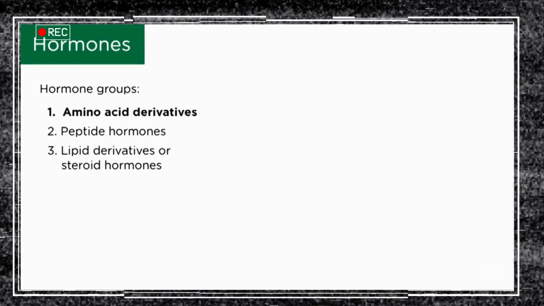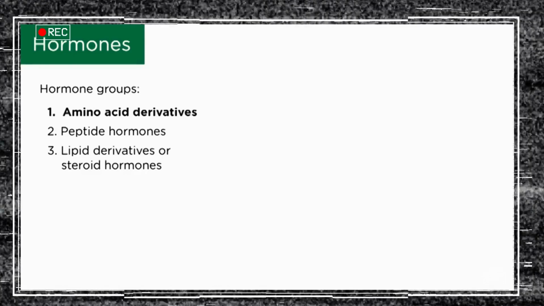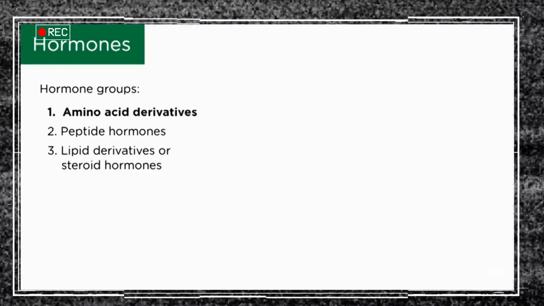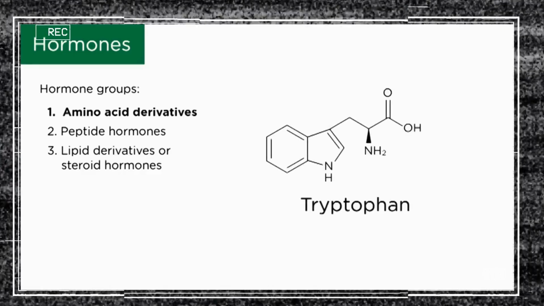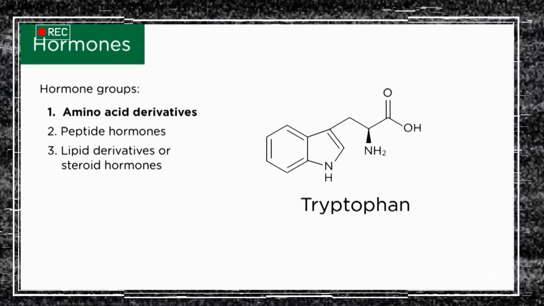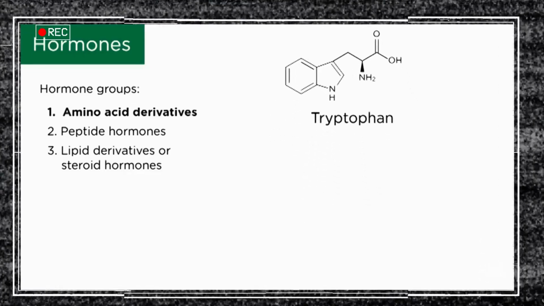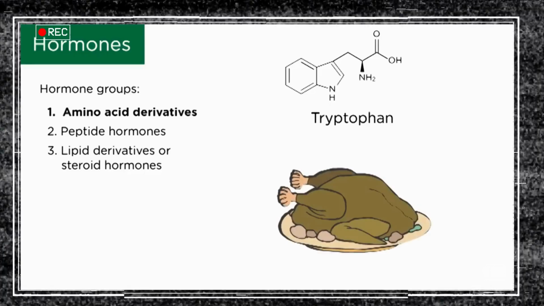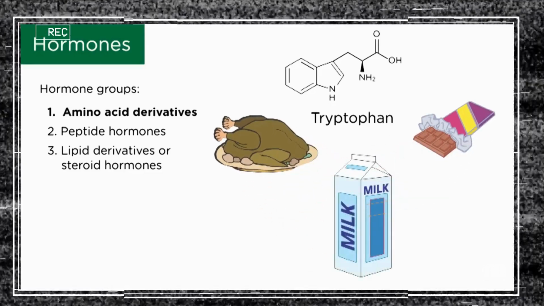For amino acid derivatives, these are small molecules and they come from amino acids like tyrosine and tryptophan. One hormone derived from tryptophan is melatonin, a hormone involved in our sleep-wake cycles. You can get tryptophan from foods like turkey, chocolate, or milk.